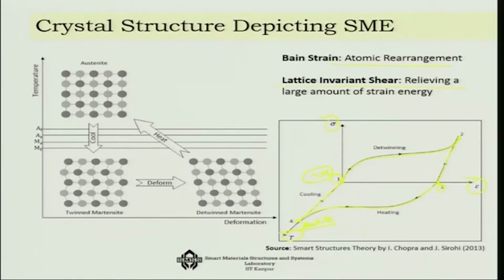In fact, the left side also we have shown you the same thing: austenite BCC phase, and then you cool it, you go to always twinned martensite, you deform it, the twinned martensite becomes detwinned martensite, you heat it, and you are going to get back your austenite shape or your memory shape.